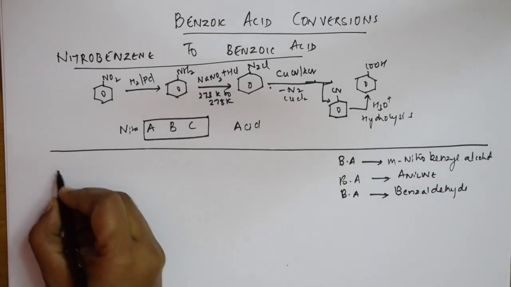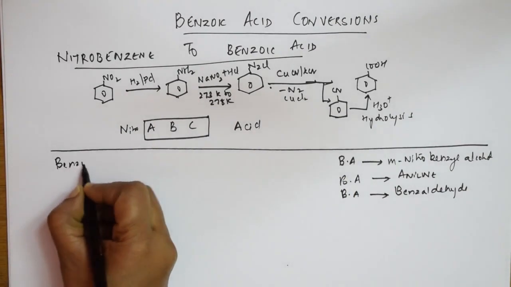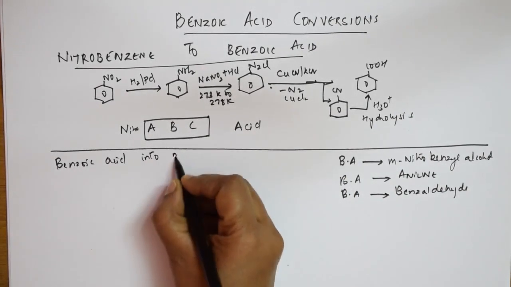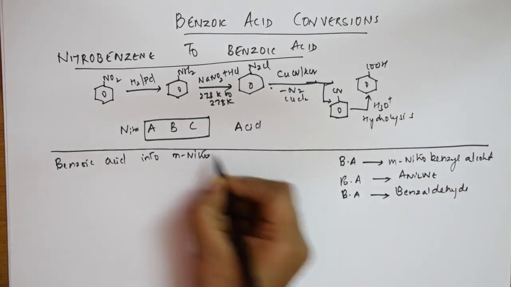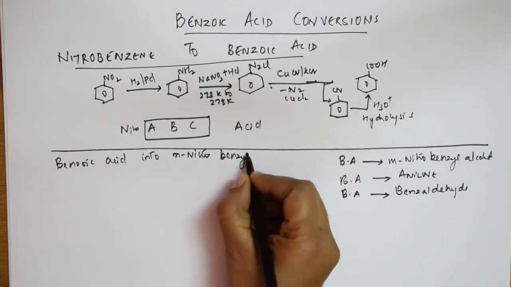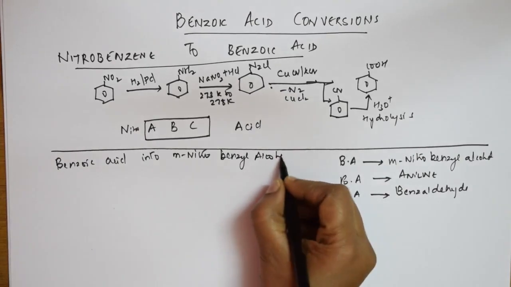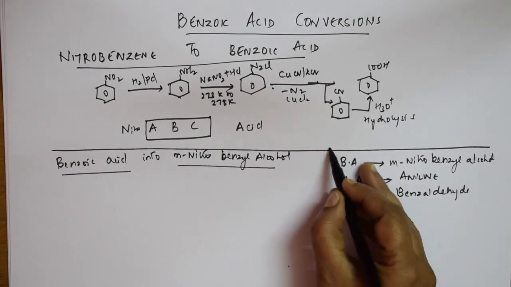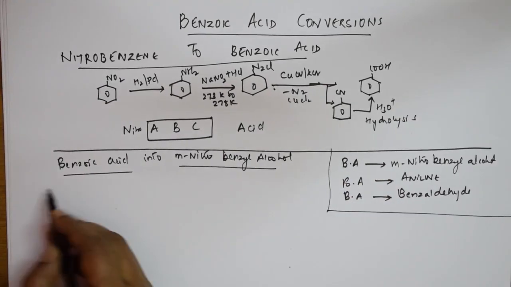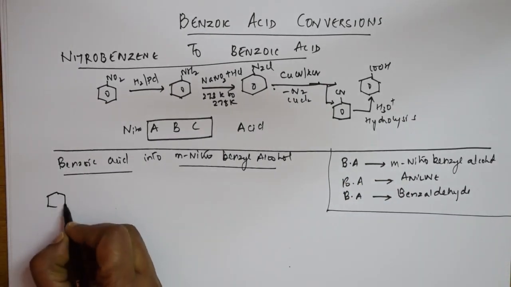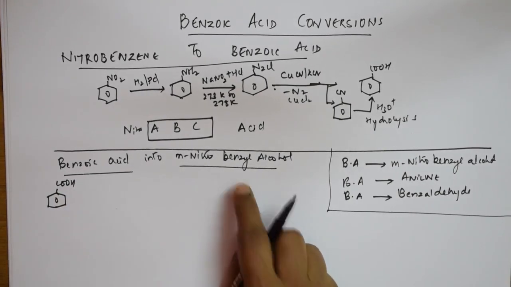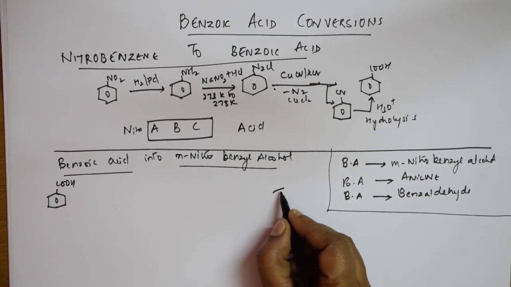Now let us start with the first one. What is the first one? I have to convert benzoic acid into meta nitro benzyl alcohol. This is what is given to us. Don't panic if you see this. Simple. Let us write the structure first. They've asked me benzoic acid. Let me write benzoic acid here. Then they've asked me meta nitro benzyl alcohol.